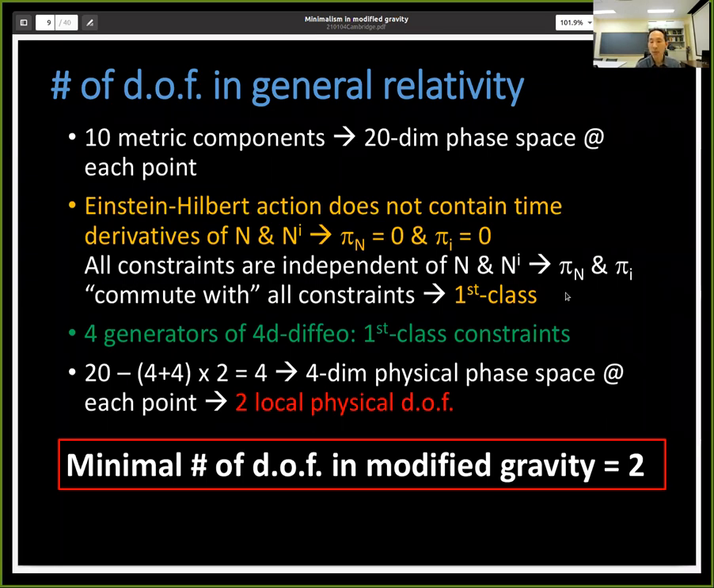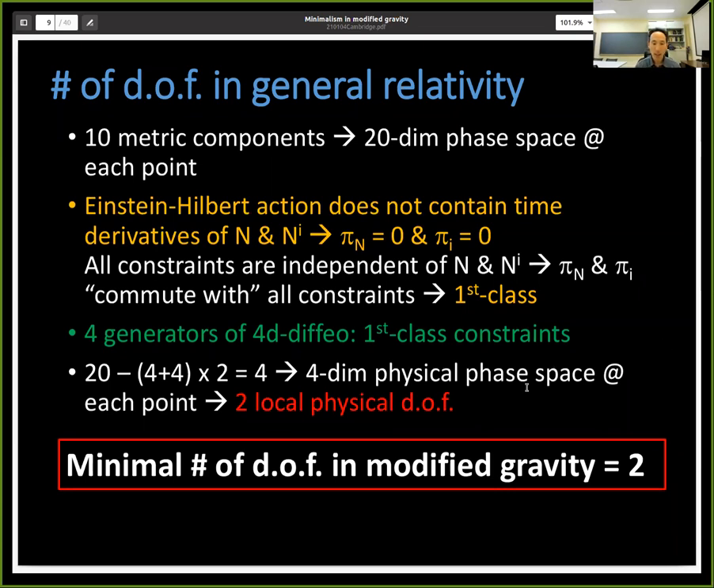And also in GR, we have more first class constraints because the theory is invariant under 4D diffeo, so that we have four generators of 4D diffeo at each point. They are also first class constraints. So in the end, we have 4+4 first class constraints. We started with a 20 dimensional phase space and 8 first class constraints, and each of them removes 2, so that we end up with 4 physical phase space dimensions. This corresponds to 2 local physical degrees of freedom. As we know, they correspond to gravitational waves, plus mode and cross mode. But this argument is fully nonlinear.